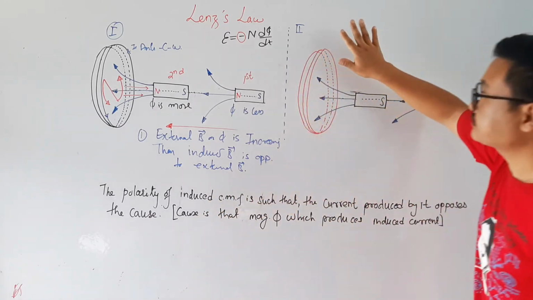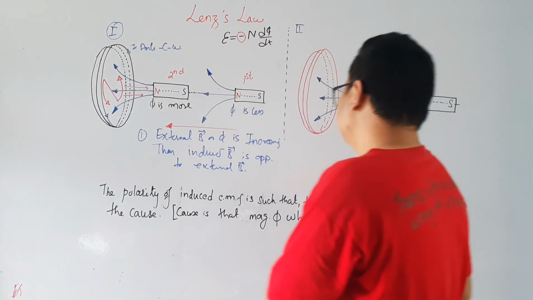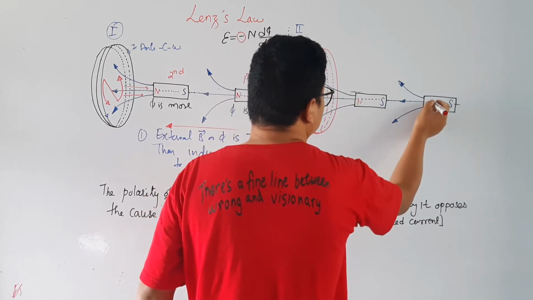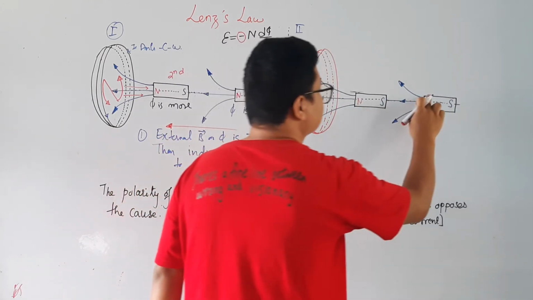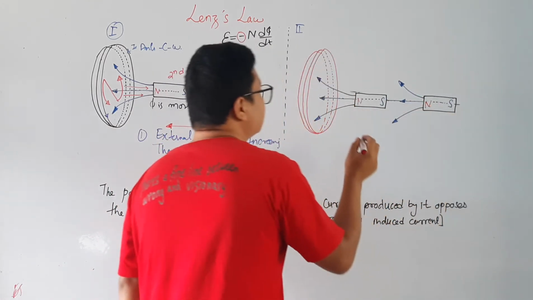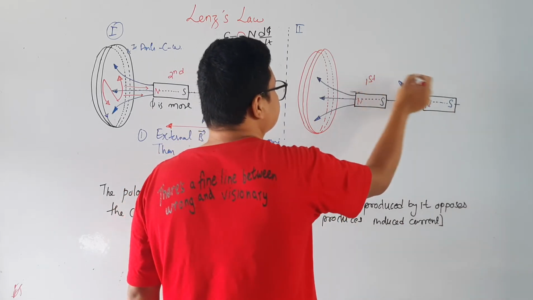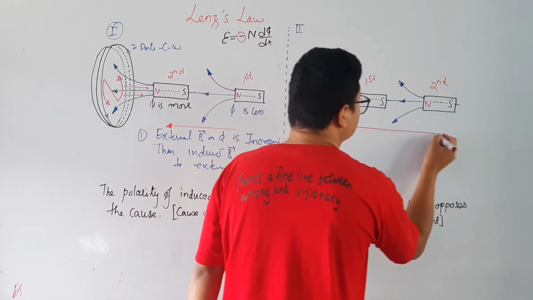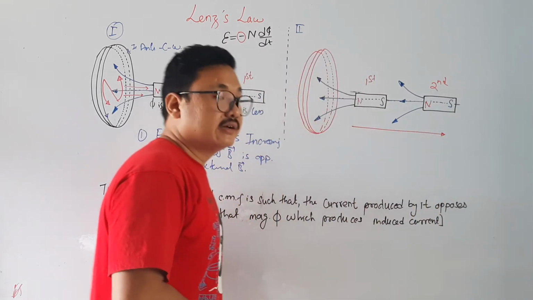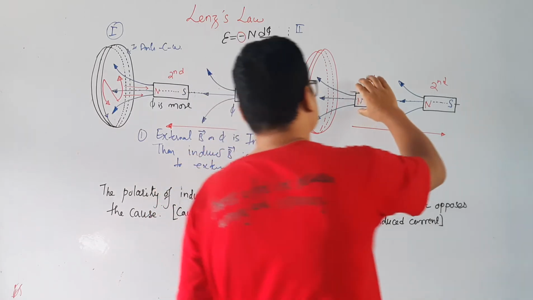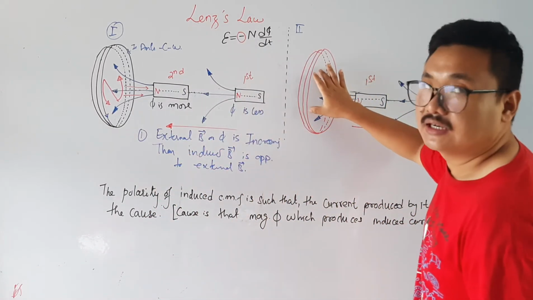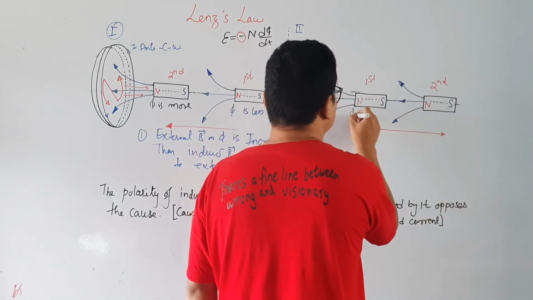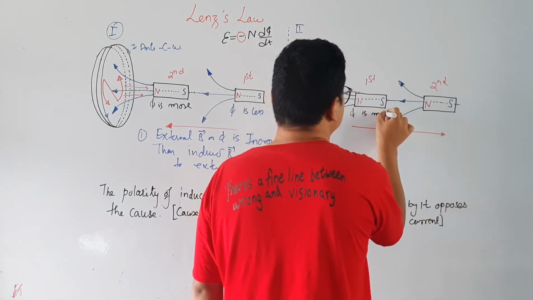Now let us go to the second case. Again this is my north pole and this is my south pole. No, this is again the north pole. Now this is the first case and this is my second case. It means that I am going from this to this side. First the bar magnet was here and there were 3 magnetic field lines linked with this coil. So here the magnetic flux is more.